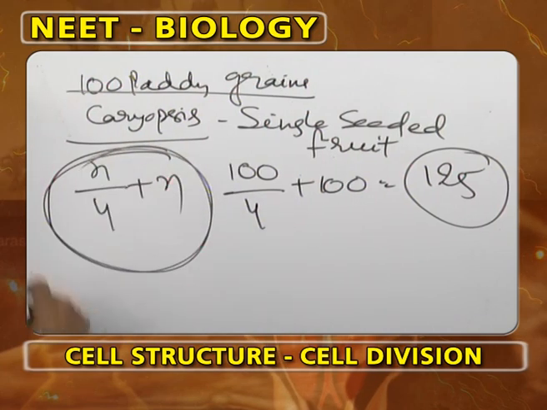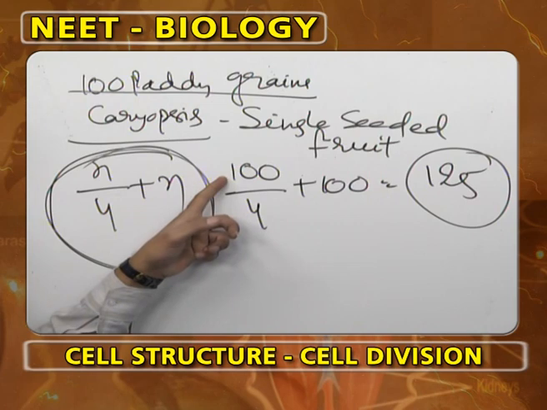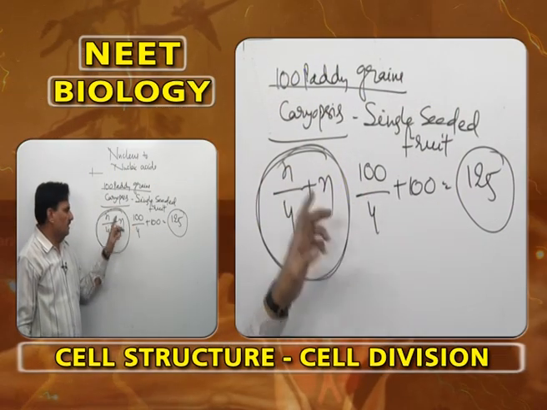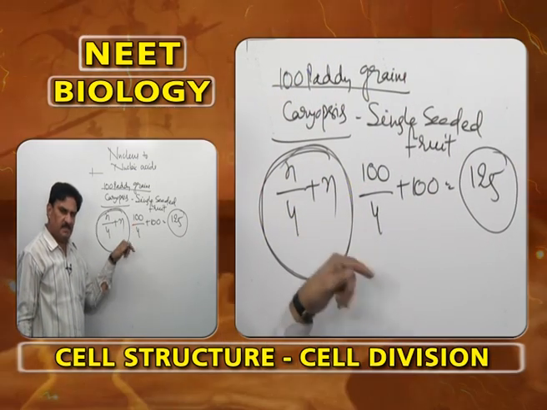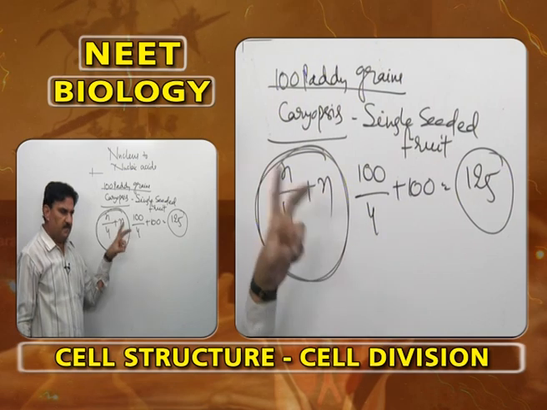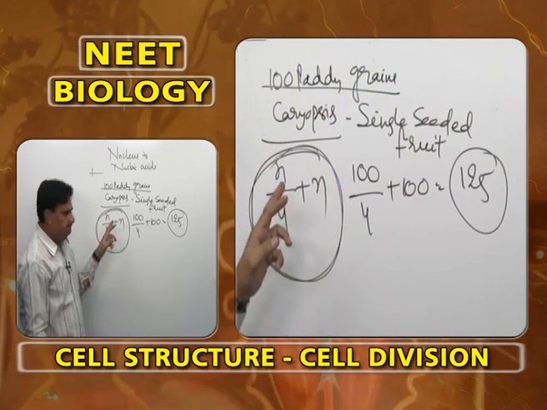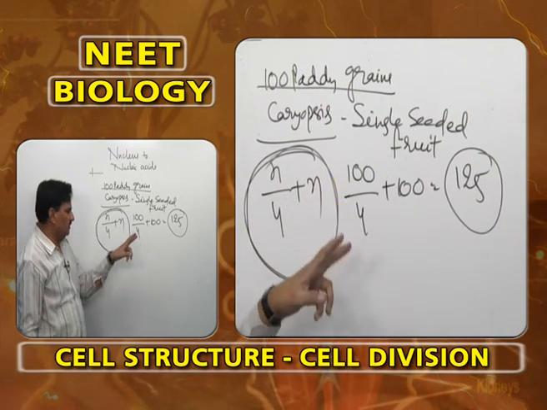Any time seeds are formed, 100 seeds means 100 ovules are required. 100 ovules means each ovule shows 1 meiotic division, so 100 meiotic divisions. 100 ovules means 100 pollen grains. 100 pollen grains means 100 by 4, 25. 100 plus 25, 125. That much long calculation is not better. Use n by 4 plus n, 100 seeds by 4 plus 100.